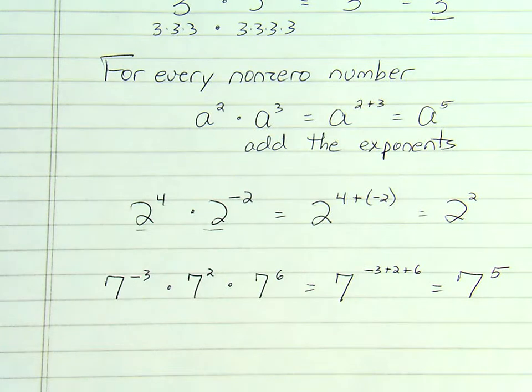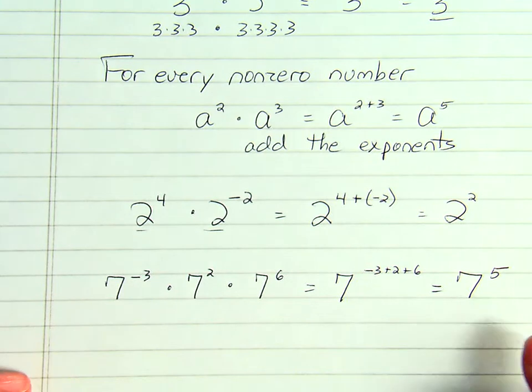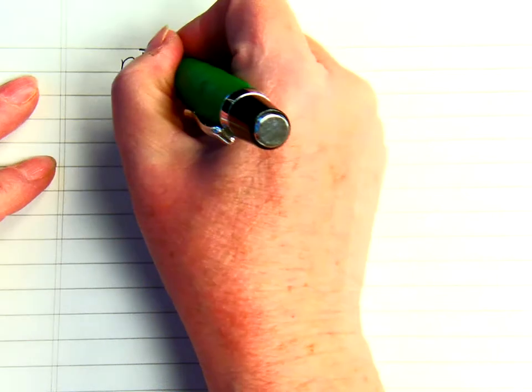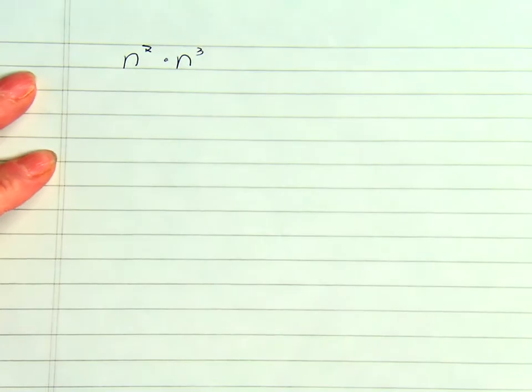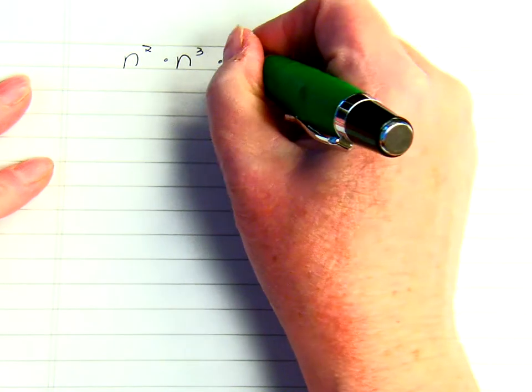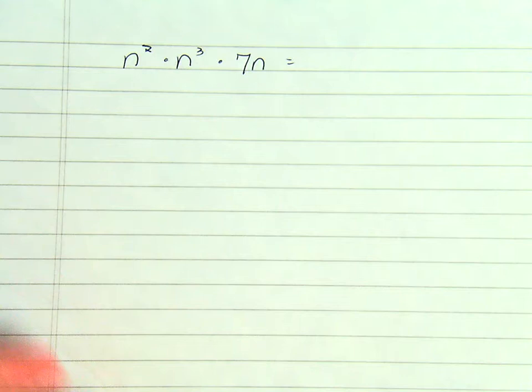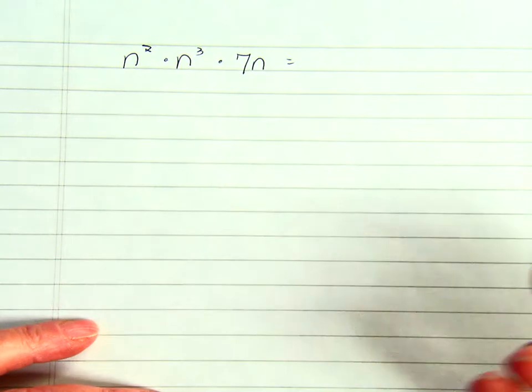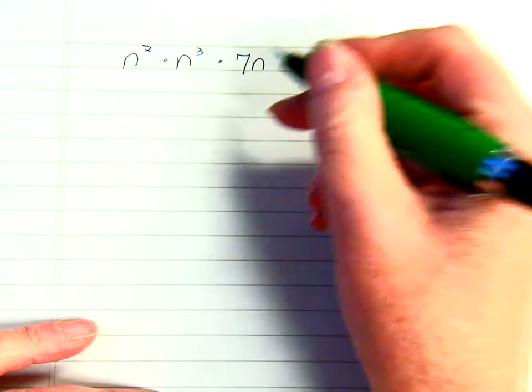Okay, so let's say we've got some variable expressions or algebraic expressions. Let's get a fresh page here. Let's look at those. Okay, of course I'm struggling with getting my new page. There we go. Okay, so let's look at what we do with n squared times n cubed times 7n. Okay, the first thing that you have to remember is that every variable, if it does not have a coefficient that you can see, it has a coefficient of 1.